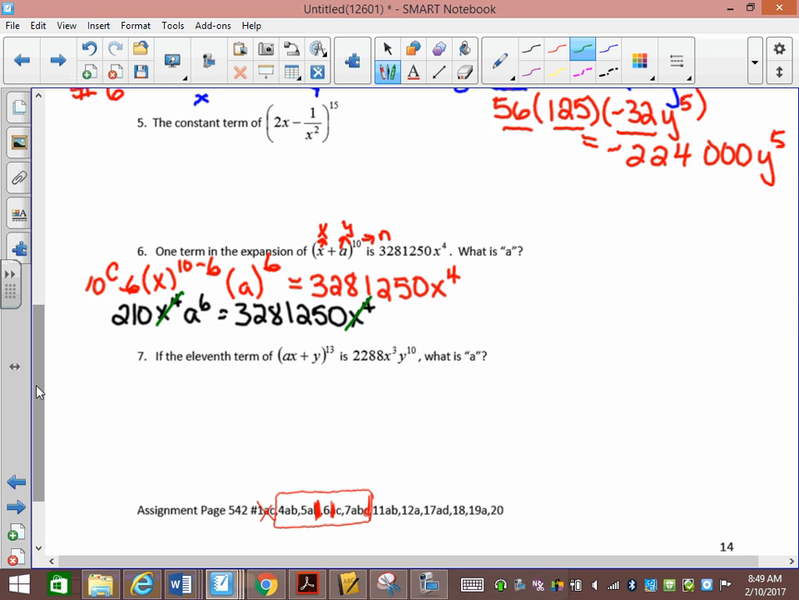Now I'm left with 210 a to the 6. I guess that should have an arrow, not an equal sign. 210 a to the 6 equals 3,281,250. What am I going to do next?